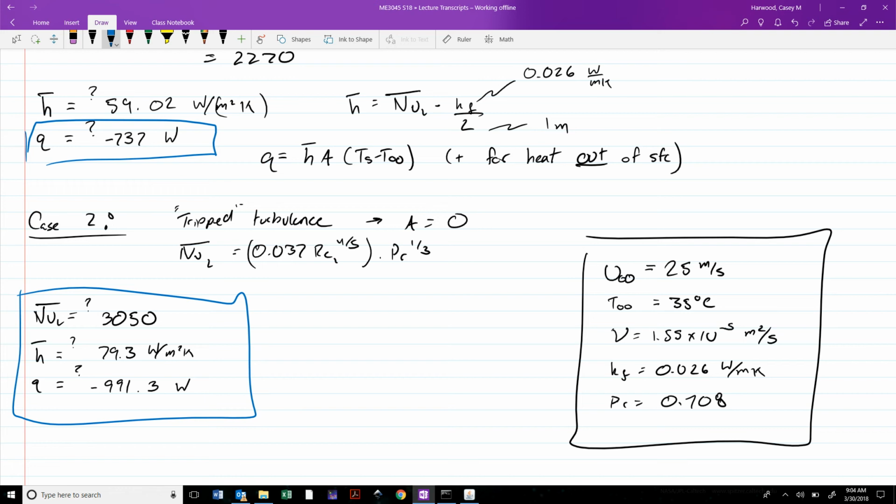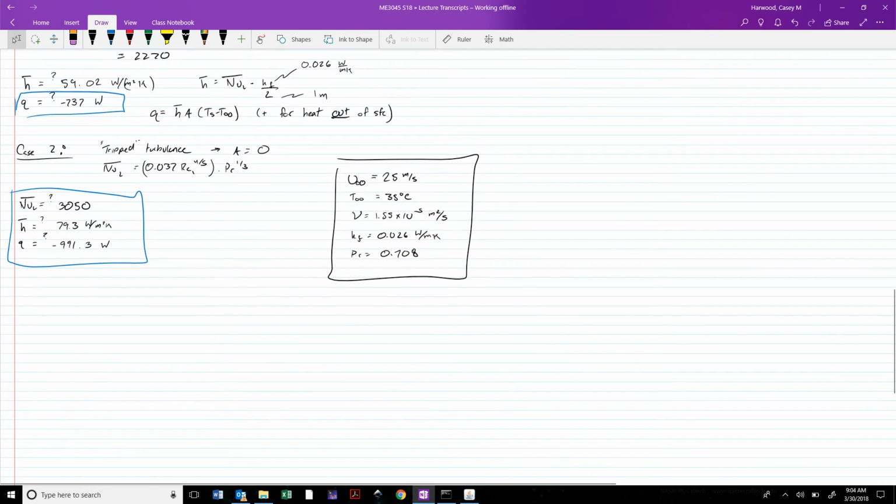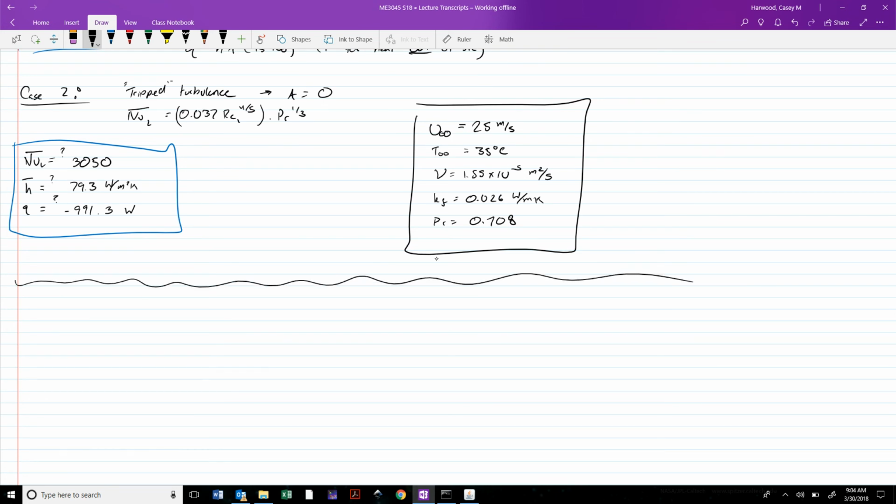Any other sticky points? Okay. So let's move on, try to knock out another example here. This time we're going to do flow over a cylinder.